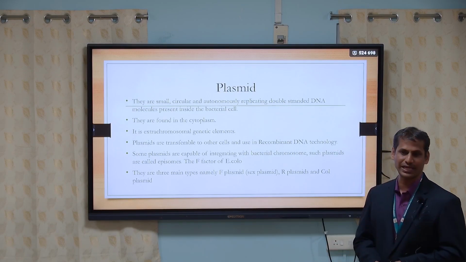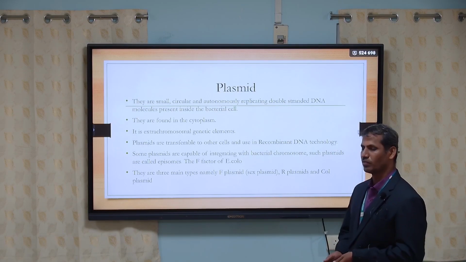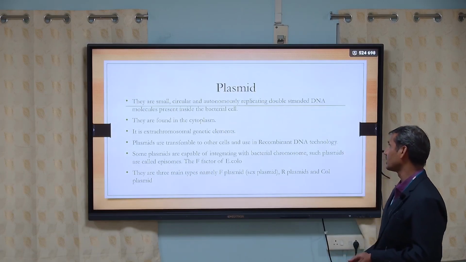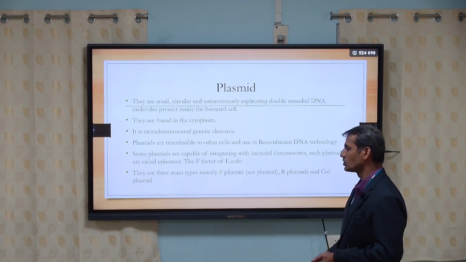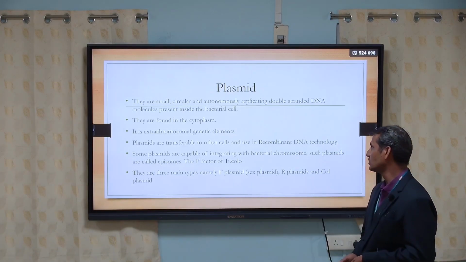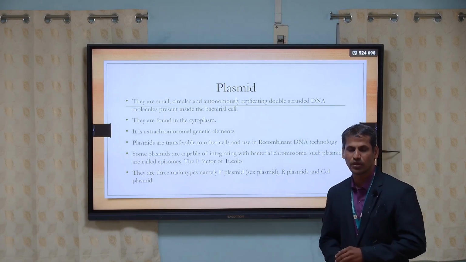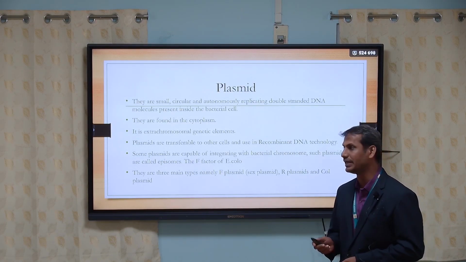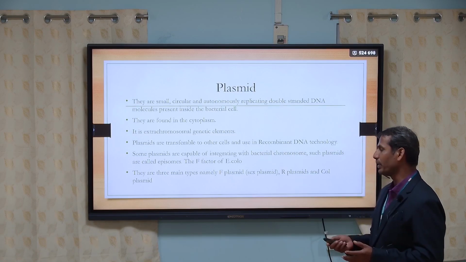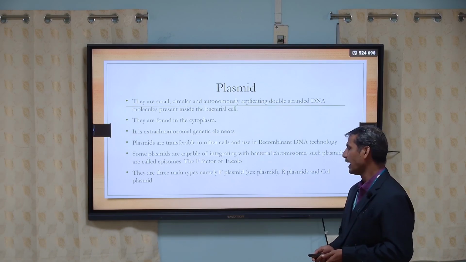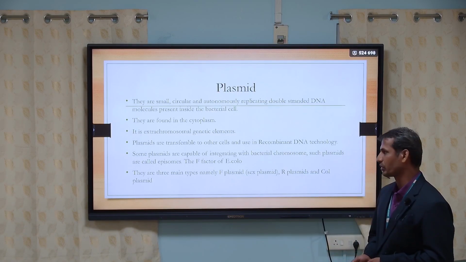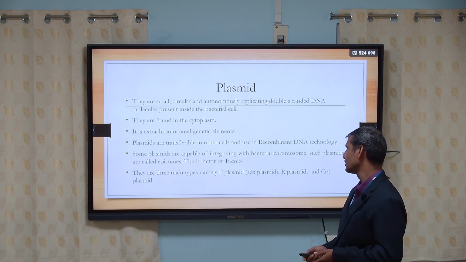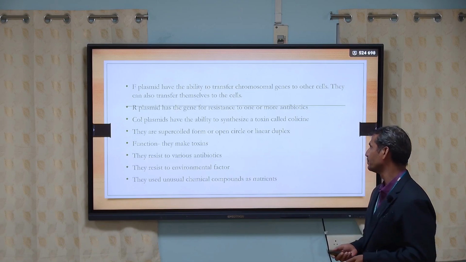Next is the plasmid. The plasmid is a small, circular, autonomously replicating double-stranded DNA present in bacteria. It lies in the cytoplasm, and it is an extrachromosomal DNA molecule that is self-replicable. Plasmids have types: the R plasmid, the F plasmid, and the col plasmid.